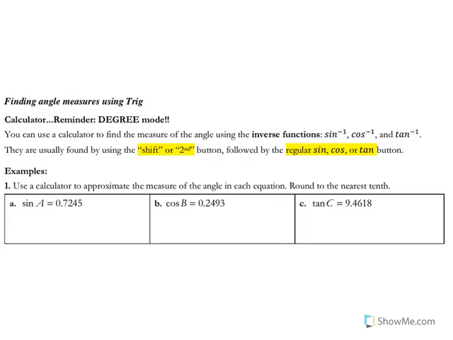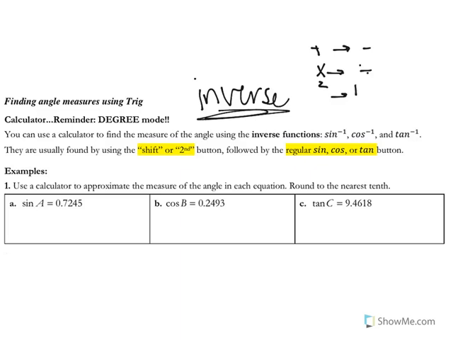Next part. This is what I was talking about, finding the angle measures using trig. This is called inverse trig. Inverse is opposite. The inverse function of addition is subtraction. The inverse operation of multiplication is division. It undoes it. The inverse of a square is a square root. So what's going on here is this inverse trig undoes a trig function. You see it notated by sine to the negative first, cosine to the negative first, tan to the negative first. So whenever you see it raised to the negative first, that means we're doing inverse.